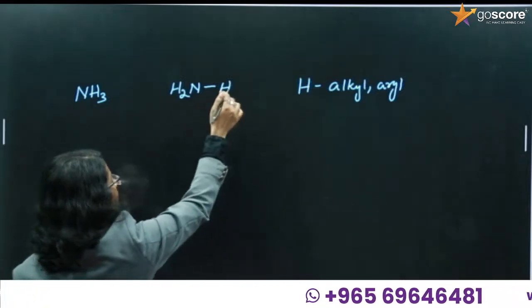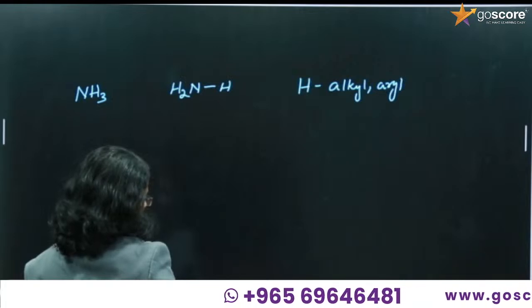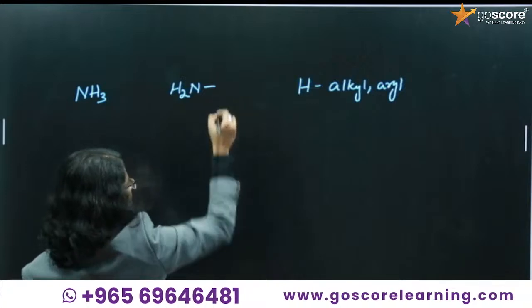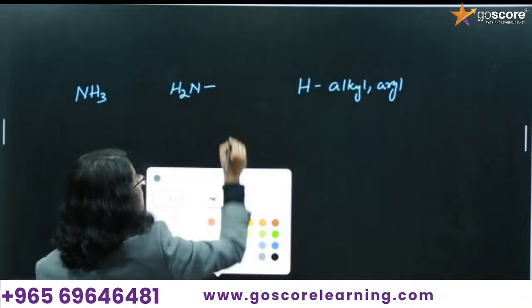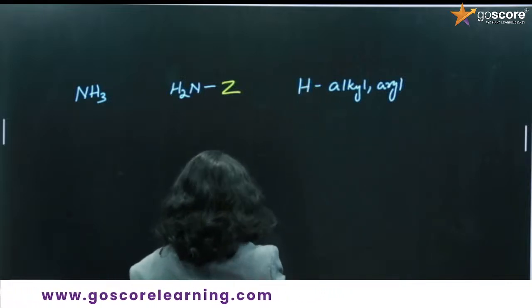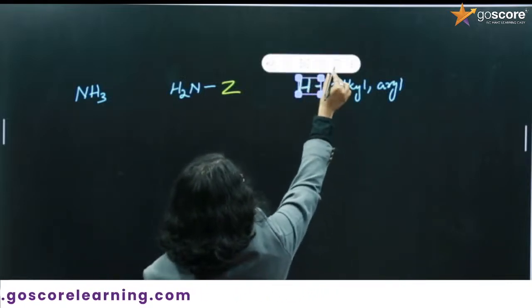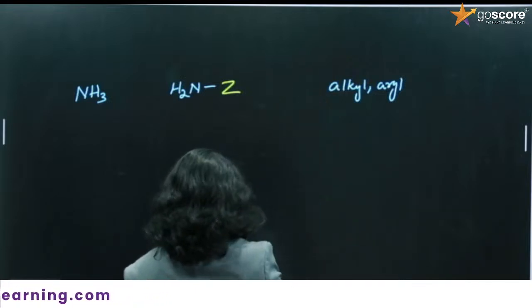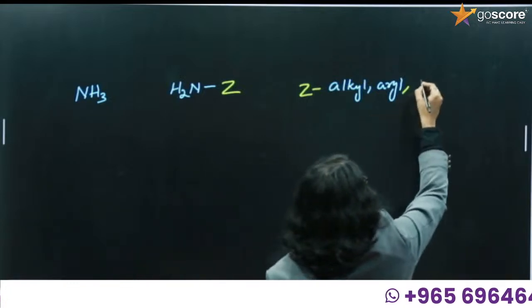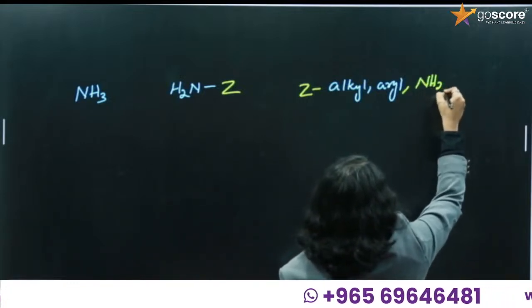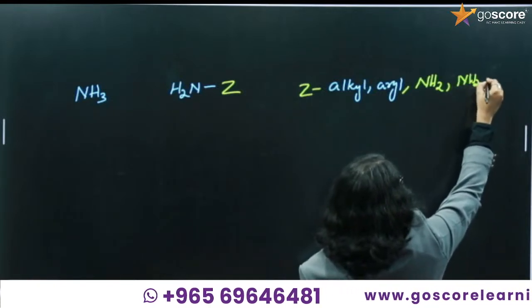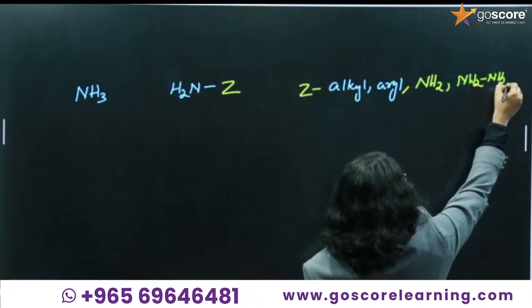So instead of this, we are giving this as Z. So Z may be an alkyl group, aryl group, or amine, NH2, etc.